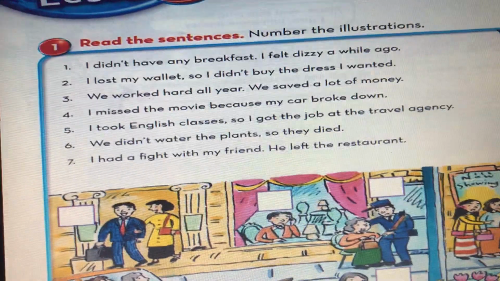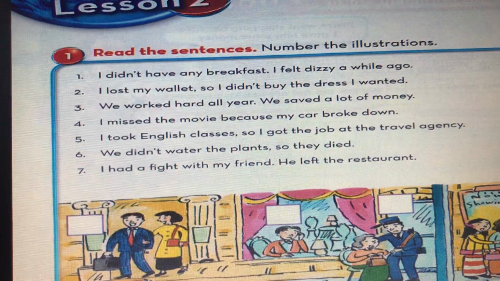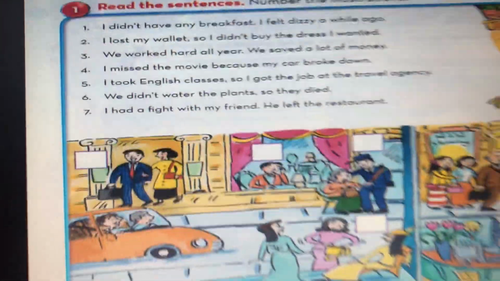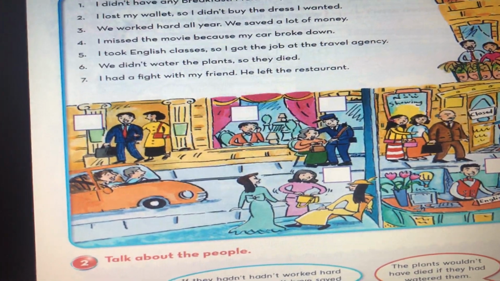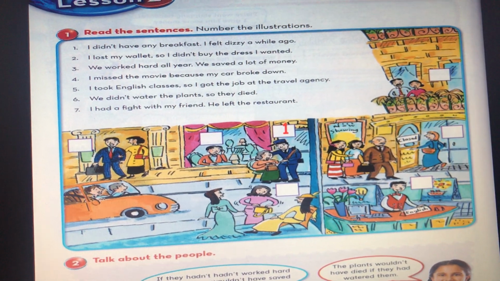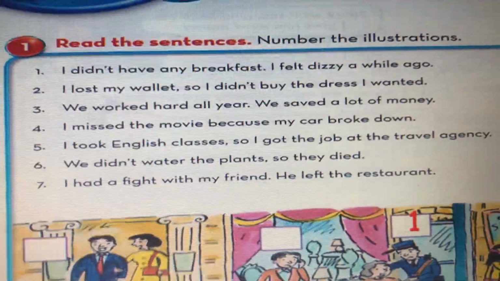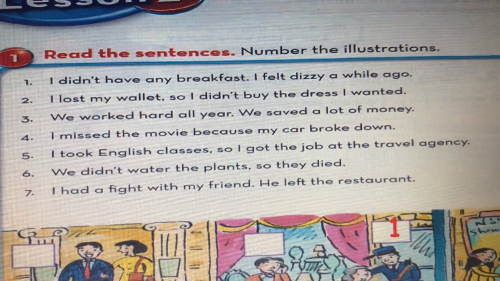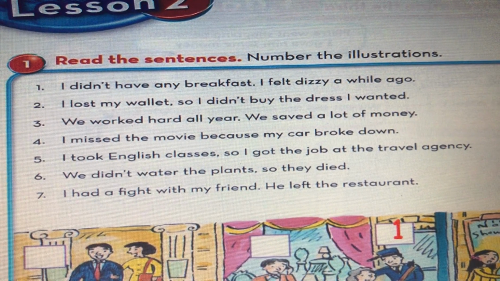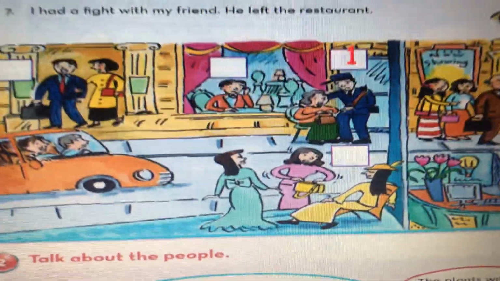Number 1. I didn't have any breakfast. I felt dizzy a while ago. Which one? She is sitting on the chair and she is dizzy. Yes, this. Let's read number 2. I lost my wallet, so I didn't buy the dress I wanted. Where is the wallet? Yes, this.